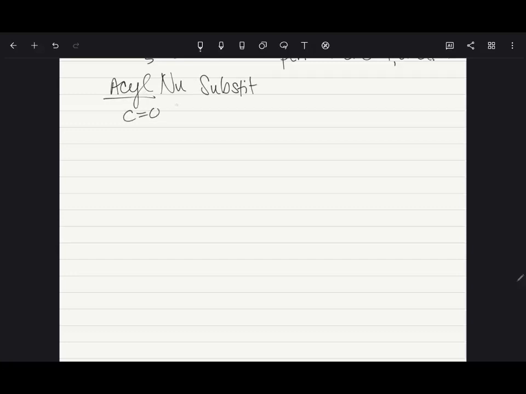You're going to add a nucleophile to it. And we'll also talk about acyl nucleophilic addition. And that's actually the one we're going to start with first. Next time we'll do the substitution one. So this would be a replacement of a leaving group. So it's like a substitution. This would be adding to the carbonyl.